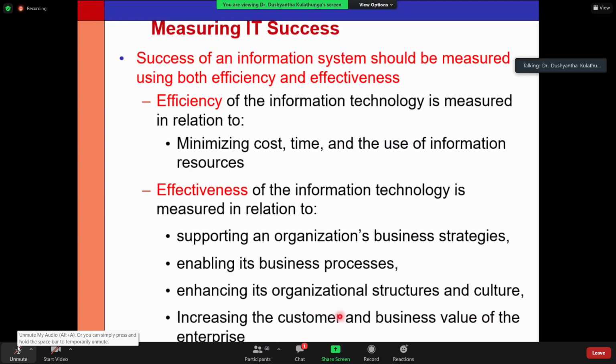What is this customer value? What is business value? Increasing the customer value. If our information technology and systems help us to increase the customer value, we say that our investment is effective. If our information technology and system investments help us to increase the business value, we can say that our investments are effective.